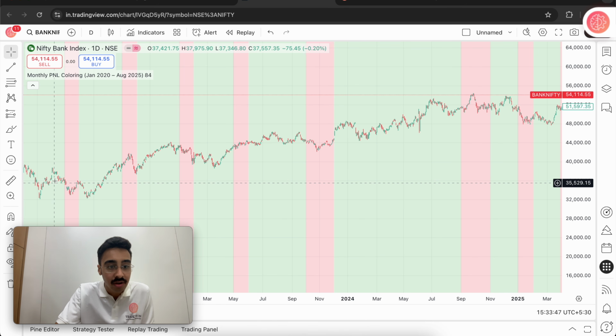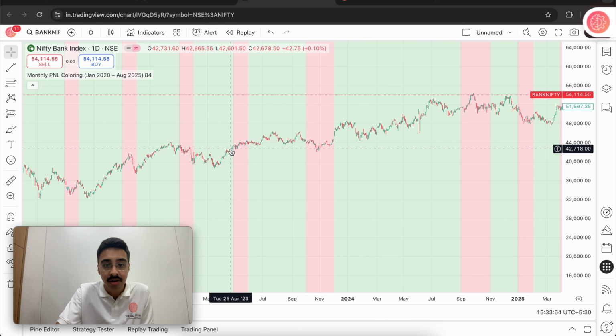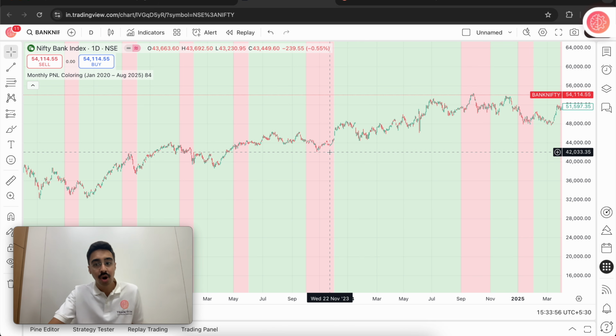So if you see out here, whenever there has been a sudden fall, so the market fell out here, again it fell out here, again it fell out here. Similarly, it fell out here. So on multiple occasions, when there was high volatility or the market suddenly fell, on a regular basis my strategy basically gave me a red month in these situations.